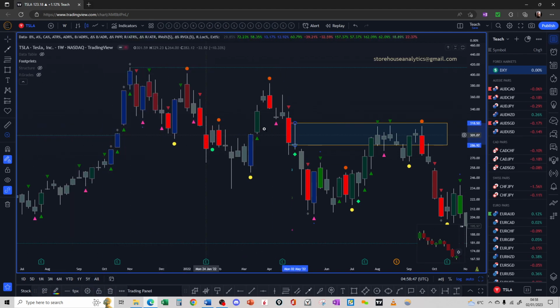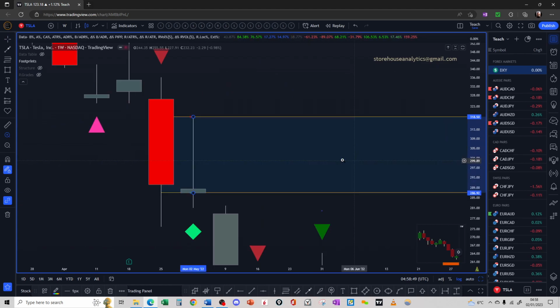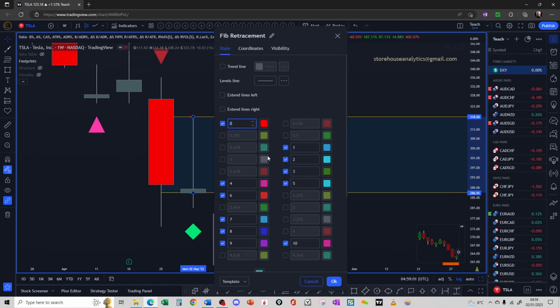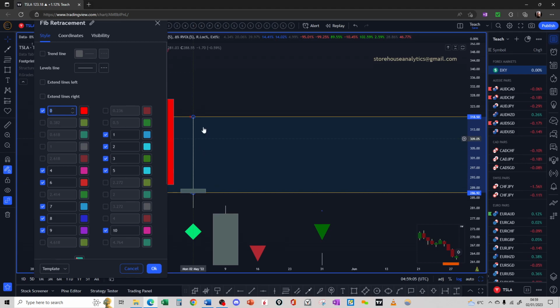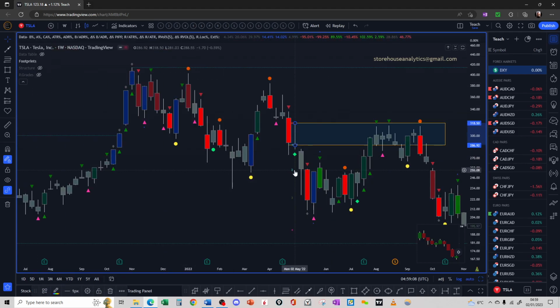Let's see if we can zoom in. So that's it right there. That's 0. That's 1. They measure the distance from your proximal line to your distal line. Then everything else, that's a 1-to-1.